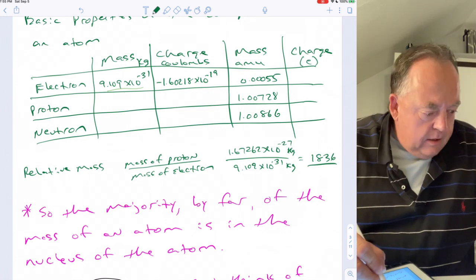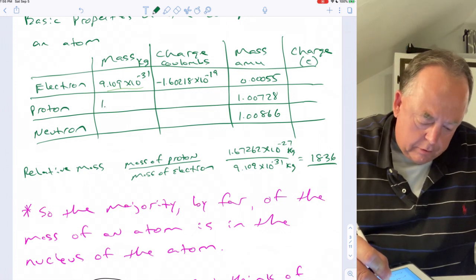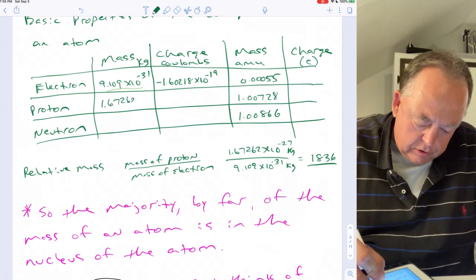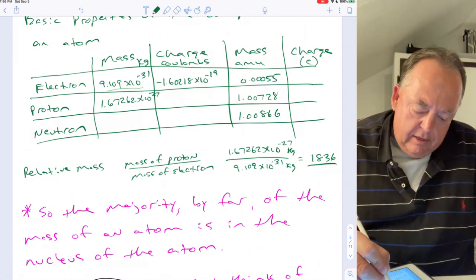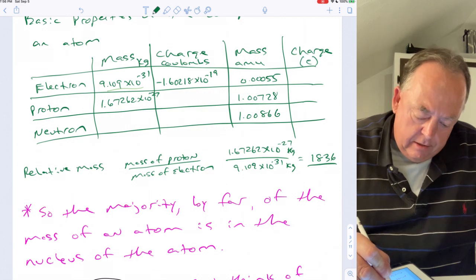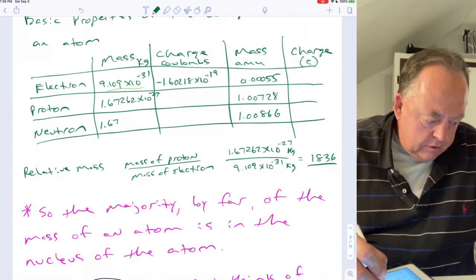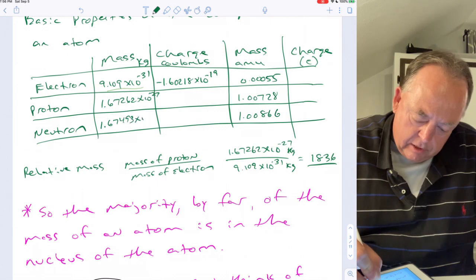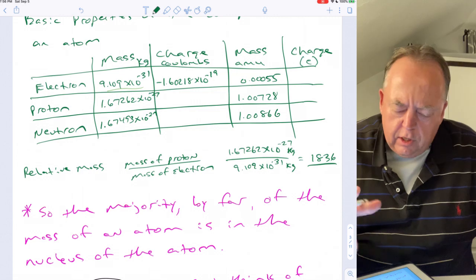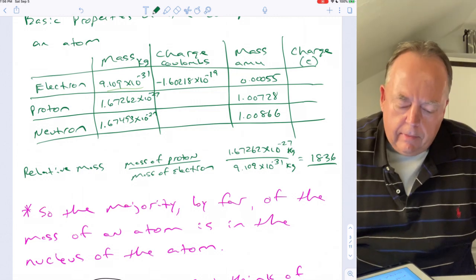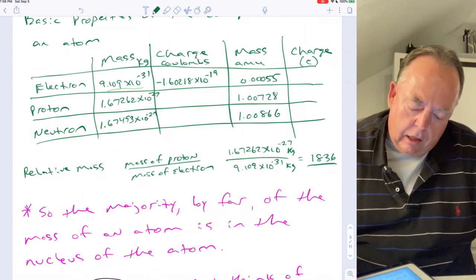And a proton has a mass of 1.67262 times 10 to the minus 27 kilograms. So it's heavier than an electron, and a neutron is a little bit heavier than a proton, 1.67493 times 10 to the minus 27. But protons and neutrons have about this similar mass, but much more massive than an electron.